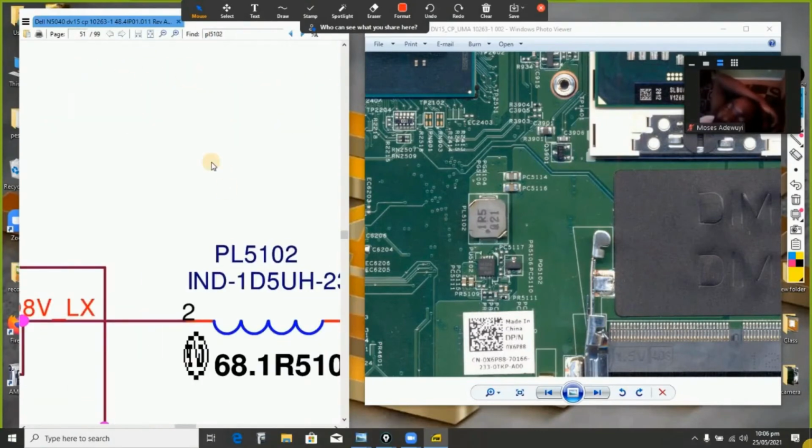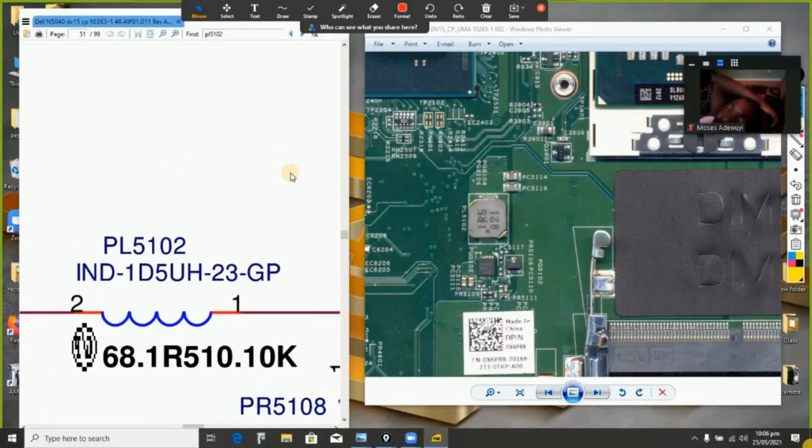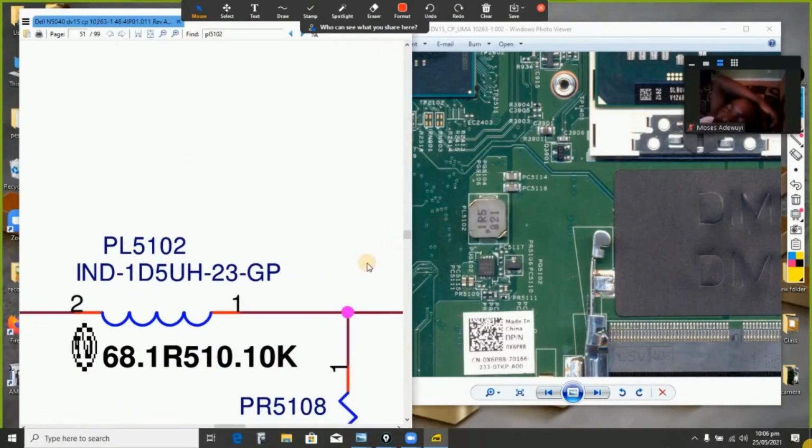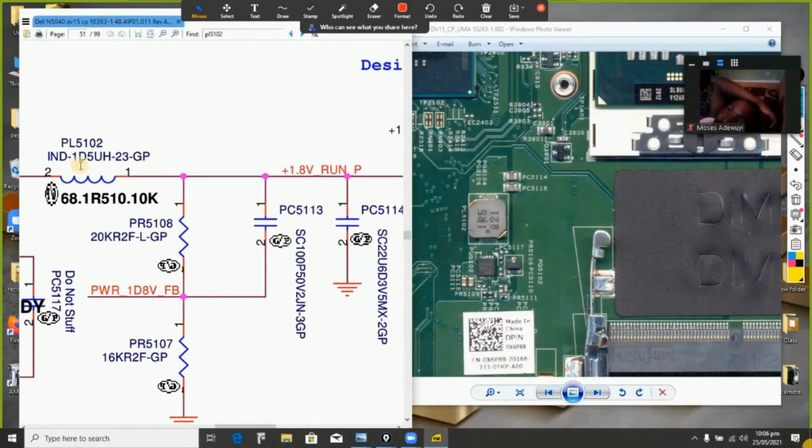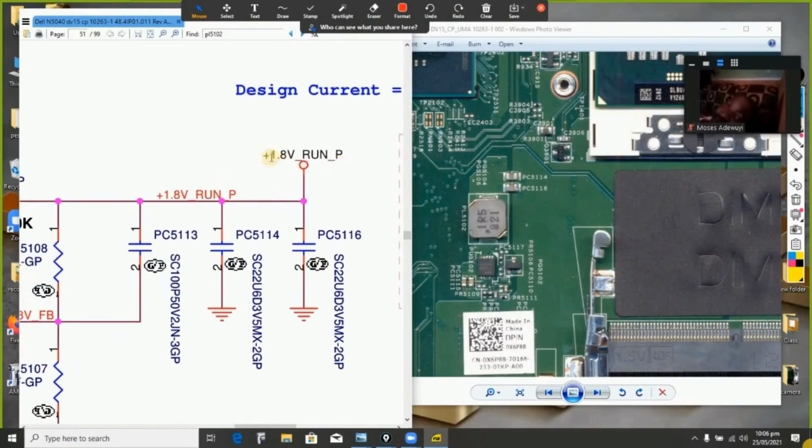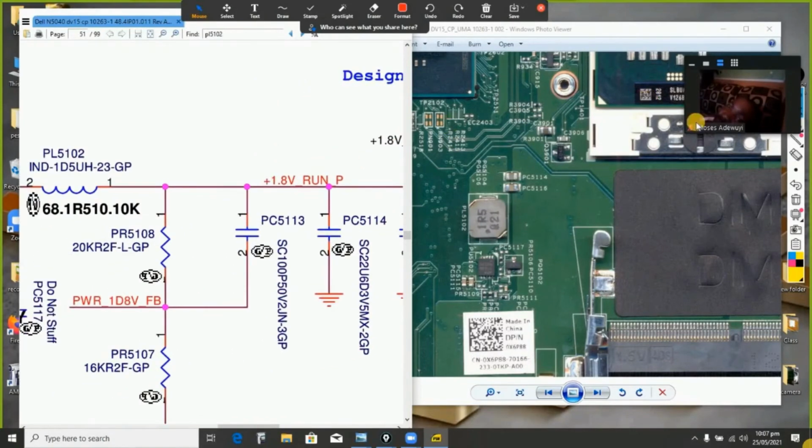I want to zoom out so that everybody will see it clearly. This has given me an idea. If I follow this line, let me extend this a bit. If I follow this line here, this is PL5102. What will I have there? I will have 1.8 volts underscore run, underscore P. This is trying to pass me a message. When we are talking about run voltage, let me leave this part, we'll carefully talk about it when we get there. All we are focusing on here is identifying those components.